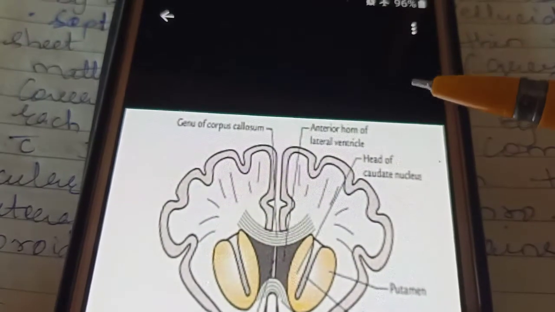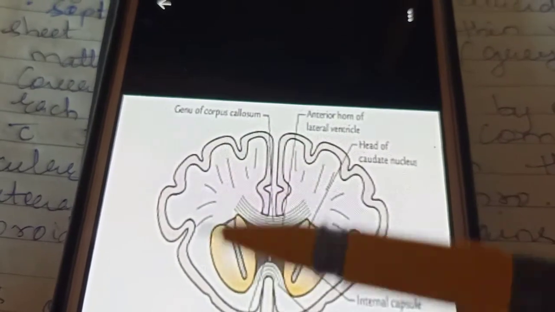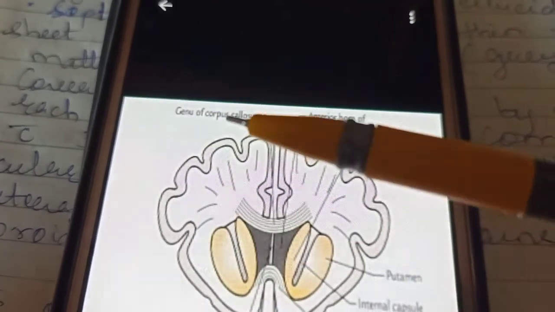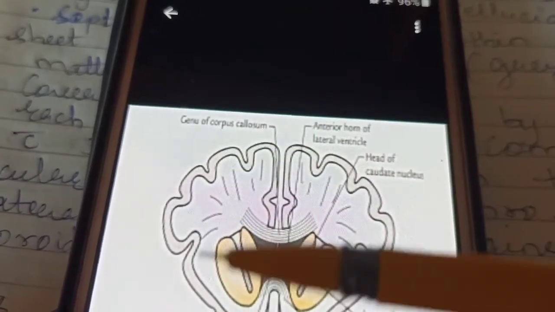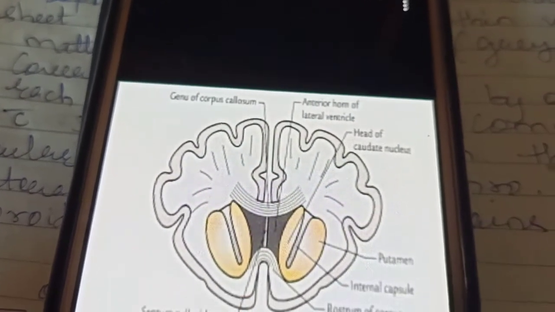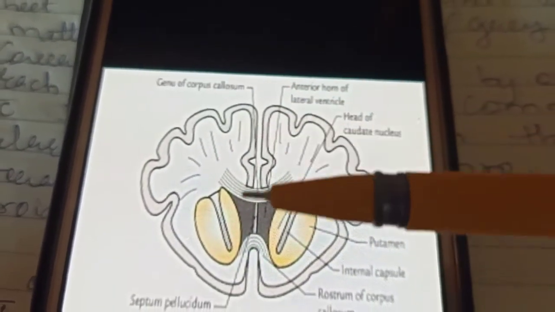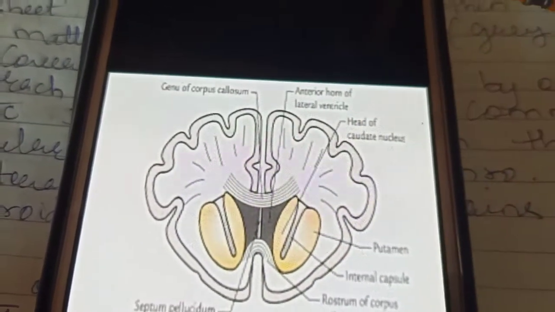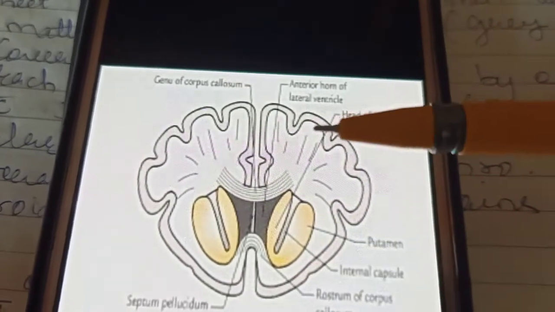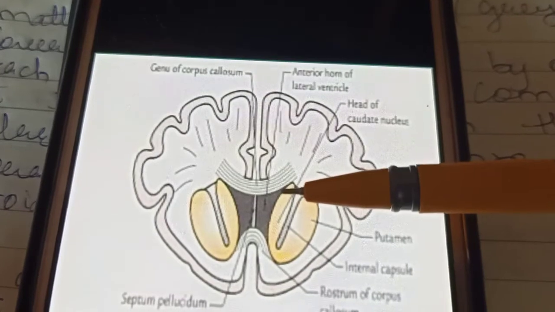The roof is formed by the trunk of the corpus callosum. But the anterior wall, it's a triangular shape. So anterior, posterior, roof, floor, medial and lateral, this way. We are not considering the posterior wall; we are considering the anterior, medial, lateral, roof and floor. So the roof is formed by the trunk of the corpus callosum, which I have shown in the diagram.